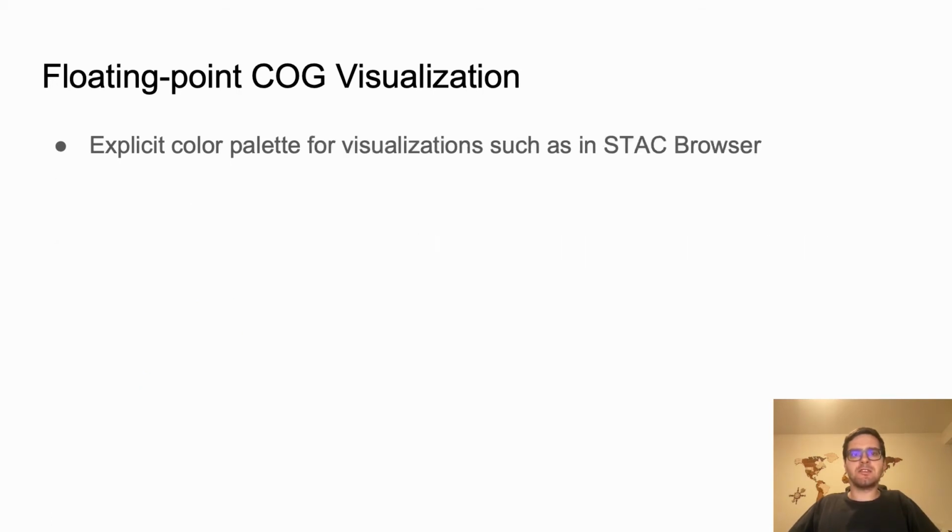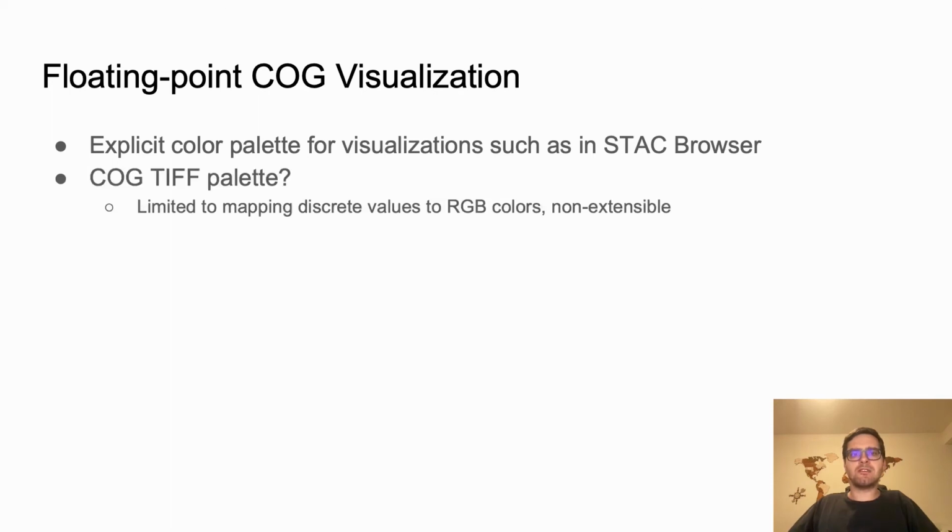So now the question is where to provide the explicit color palette so that visualizations, such as in a STAC browser, can use it directly. Firstly, I should mention that there is a possibility to store a color palette in the COG TIFF itself, but this is limited to mapping discrete values only and it's not extensible.